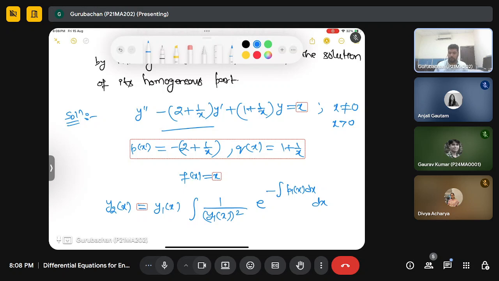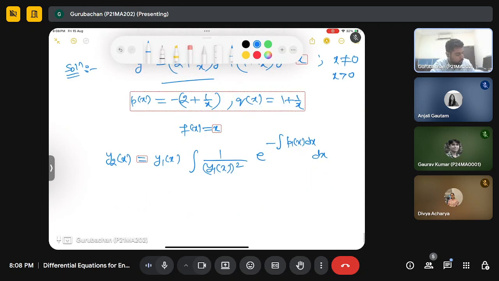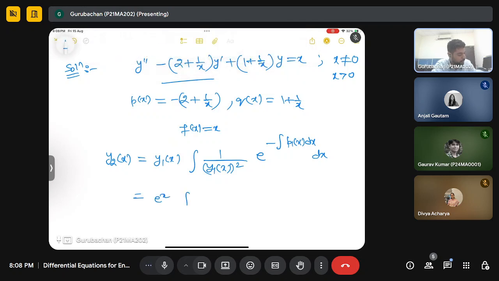So yes, it is correct. So now we can proceed. So y1(x) is e to the power x, since we know one solution, and this is 1 by e to the power 2x e to the power minus, and the minus sign is there with p, so it will be 2 plus 1 by x dx.